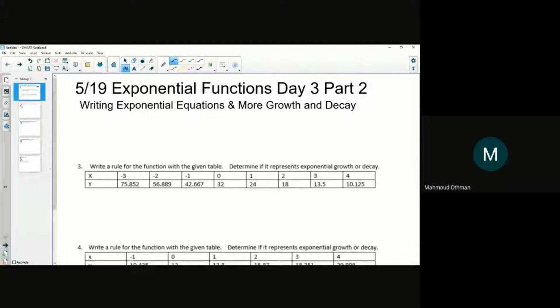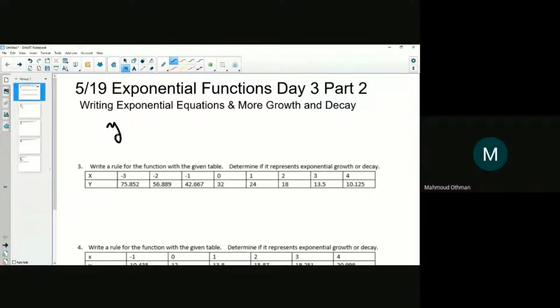Today's date is 5/19. Students will be able to work on exponential functions. So exponential functions, day 3, part 2. Exponential functions, more growth and decay. So first thing we're going to go over is the equation for an exponential function.